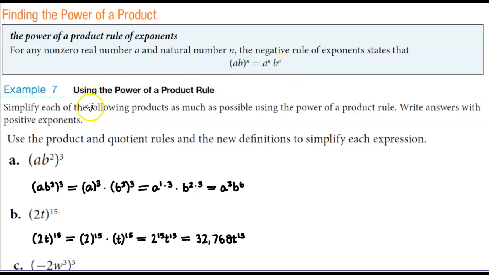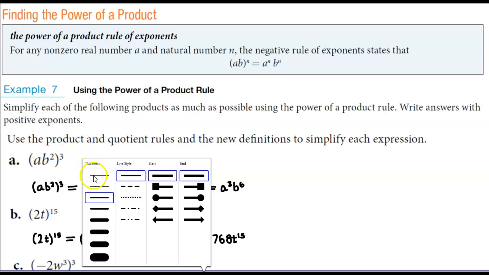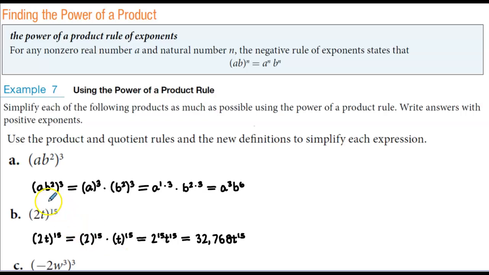So for example number 7, we're going to use the power of a product rule. We're going to simplify each of the following products as much as possible using the power of a product rule, and we're going to write answers with positive exponents. So the first example, we have the base of a times b to the second power, to the power of 3. I want you to notice here that the a has an exponent of 1.